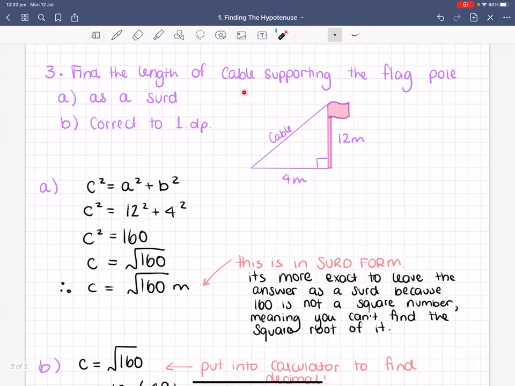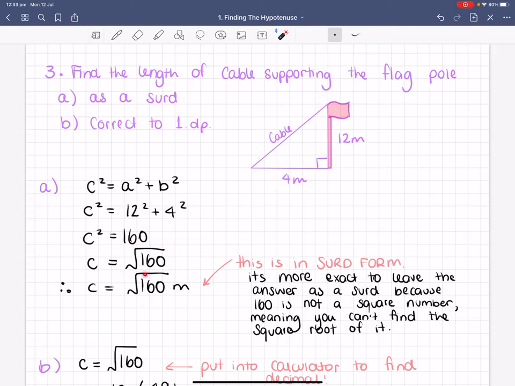Question 3, find the length of the cable supporting the flagpole, part A as a surd and part B as a decimal to 1 decimal place. So here we've got the flagpole, it's 12 metres high. The cable reaches out 4 metres to the ground and creates a right angle with the ground. So starting it off, we've got c squared equals a squared plus b squared. We've got 12 squared plus 4 squared equals 160, but because we want c, we take the square root.